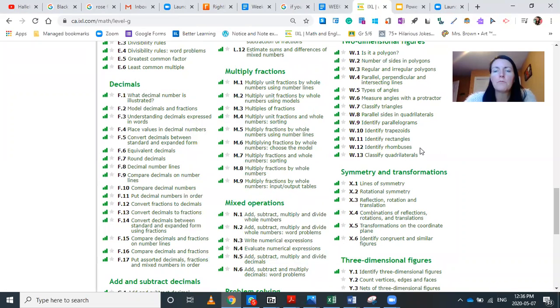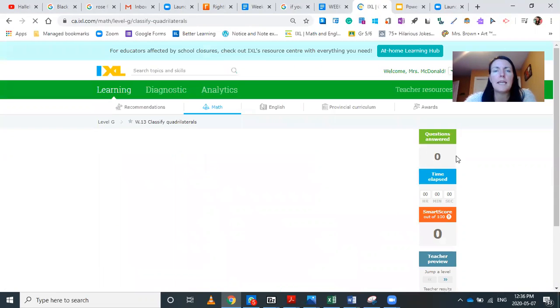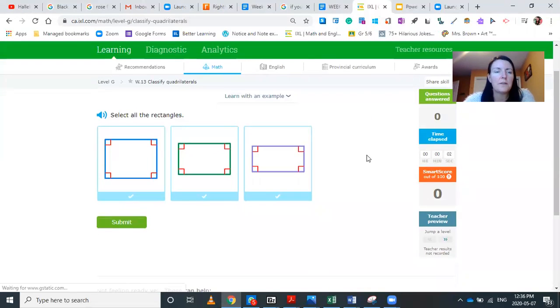All right, what about a rhombus? A rhombus is a special parallelogram where all sides are equal, but they don't have right angles. So it's like a squashed square, right? And that's what we're looking at here, W13, so you can understand and remember what all of your quadrilaterals are.